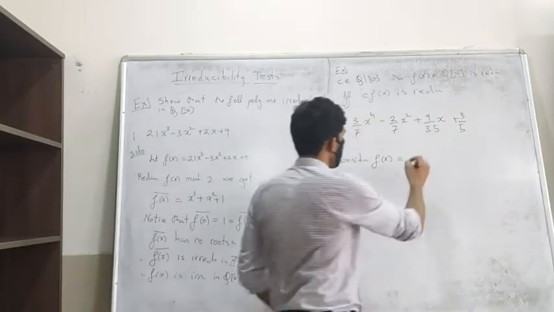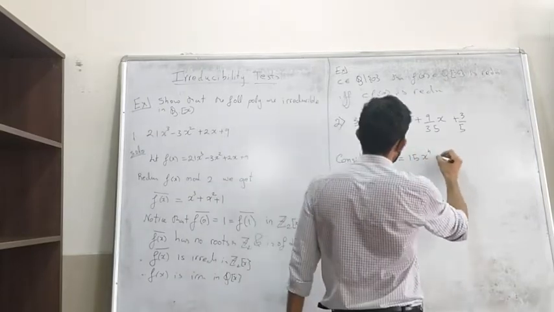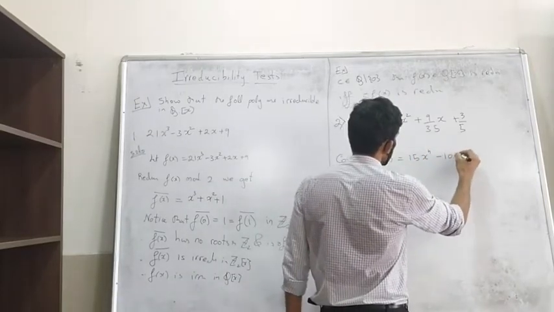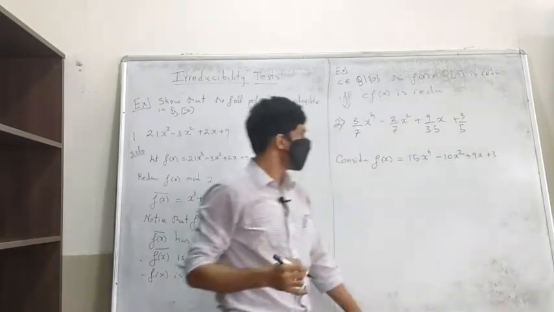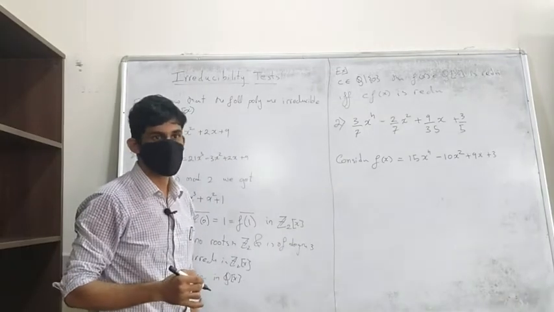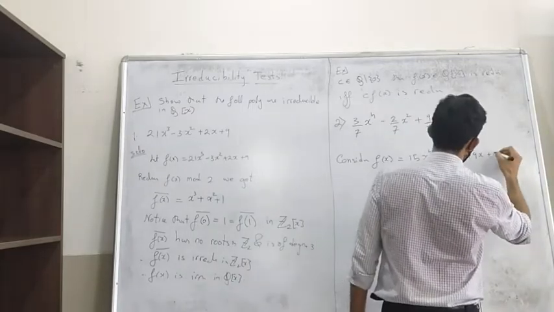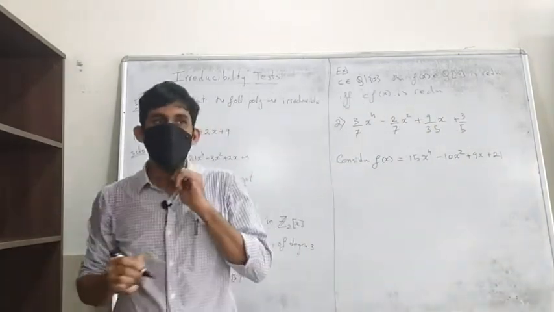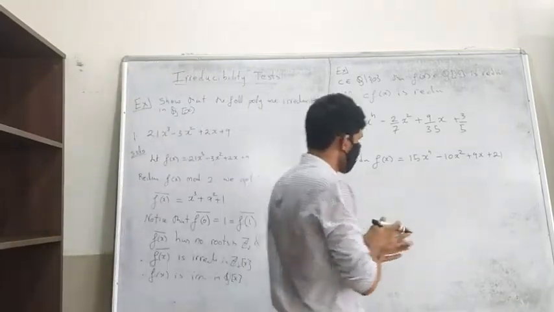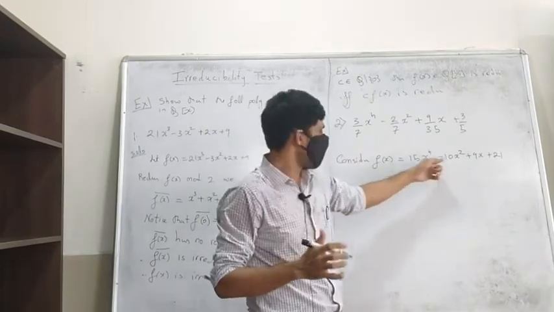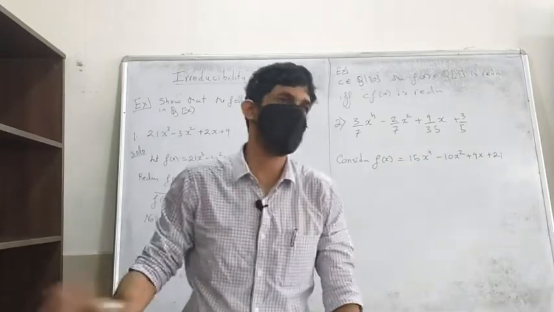Here we would get 15x raised to 4 minus 10x squared plus 9x plus 3. I made a mistake. Oh, thank you. Here we have 21. Again, I am going to go modulo 2 only. Here you cannot go modulo 3 and 5 because the leading coefficient is 15, it would reduce the degree.